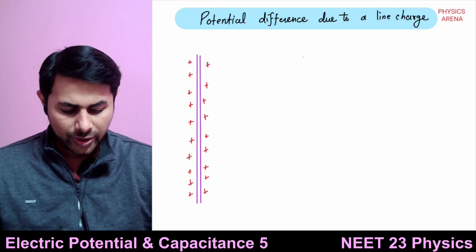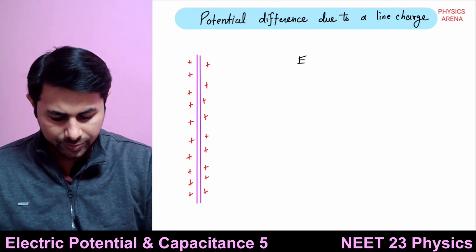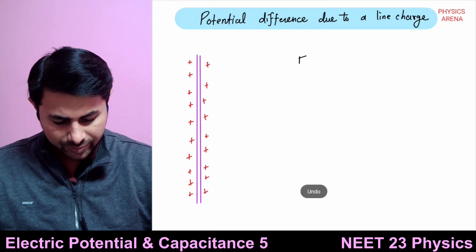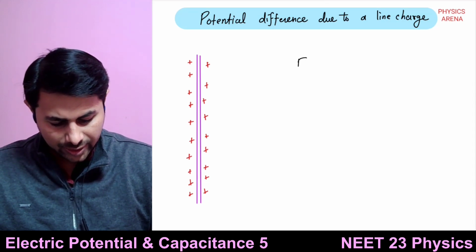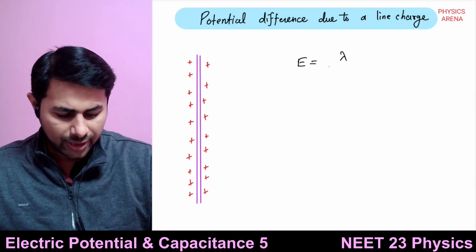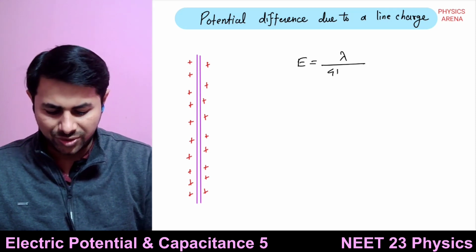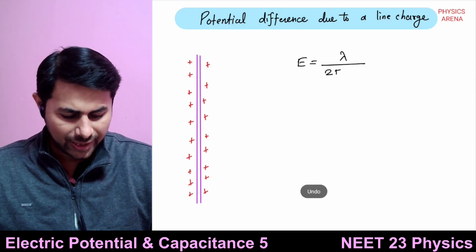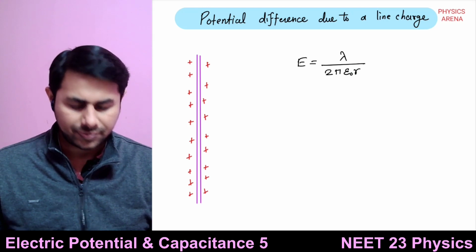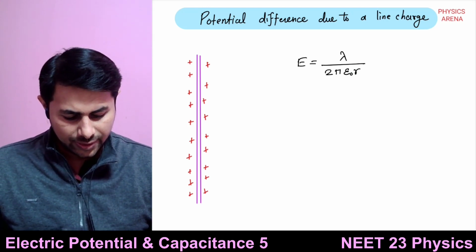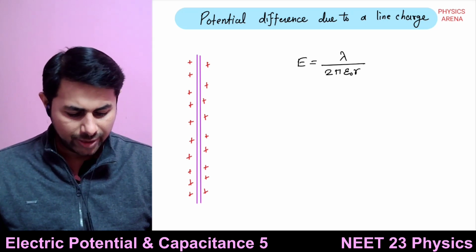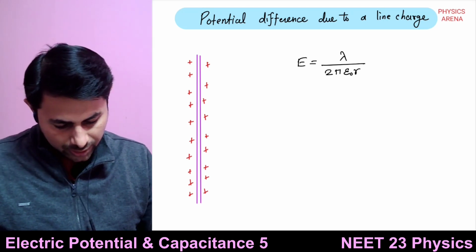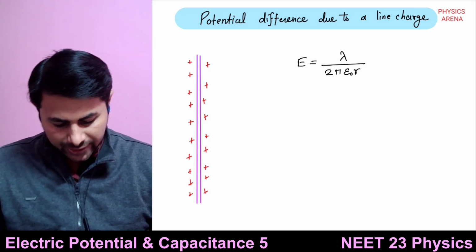So the formula for electric field due to this infinitely long charged wire is given by E is equal to lambda divided by 4 pi, sorry, it is 2 pi epsilon naught r, right? Electric field due to a charged wire is lambda divided by 2 pi epsilon naught r. Okay, and what is its direction?